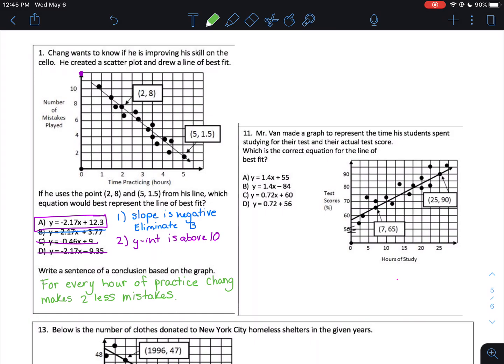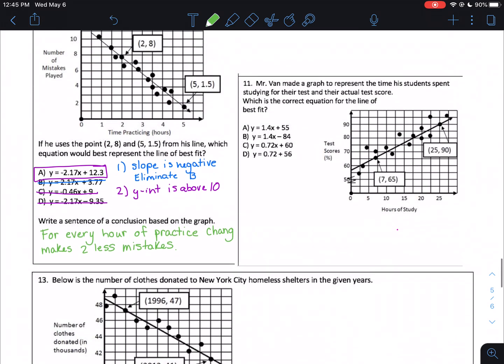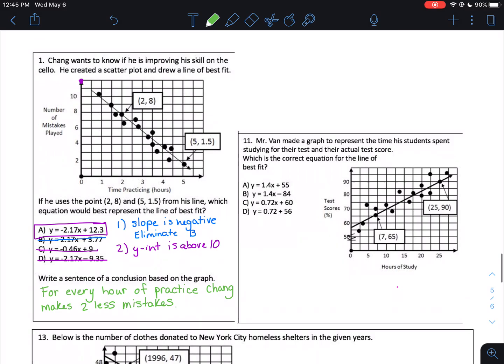All right, I'm going to leave the other ones for you to look at because I think now that we have all of this information, you guys should be able to practice them. If you're having any questions, make sure you're coming to office hours or sending your teacher a message.